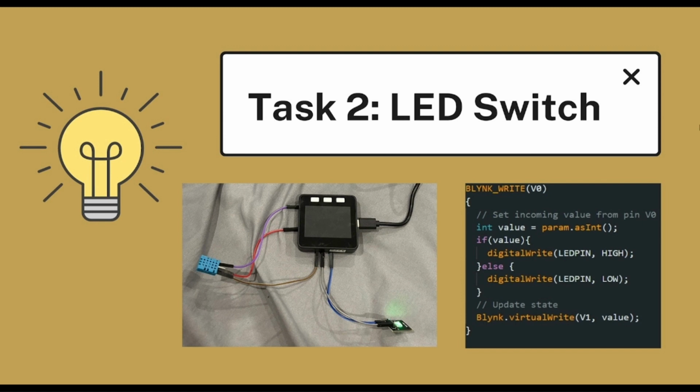When we click the off button, the value of V0 will be set to low, indicating that we want the LED to turn off. To control the LED, we will use the digitalWrite function. This function takes 2 arguments, the pin we want to write to and the value we want to write.